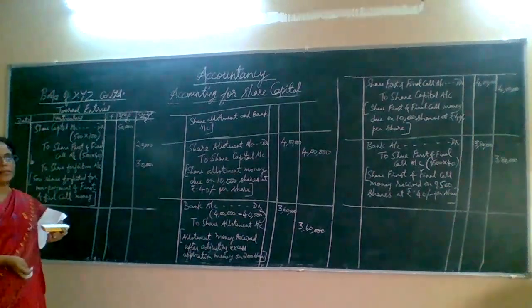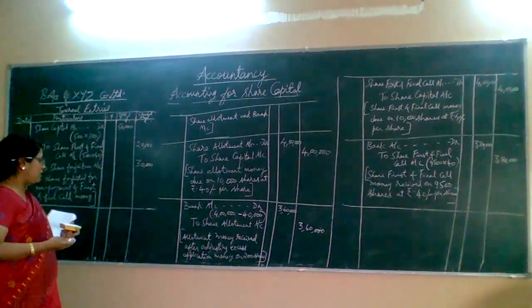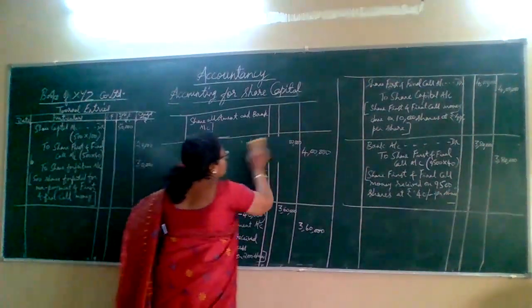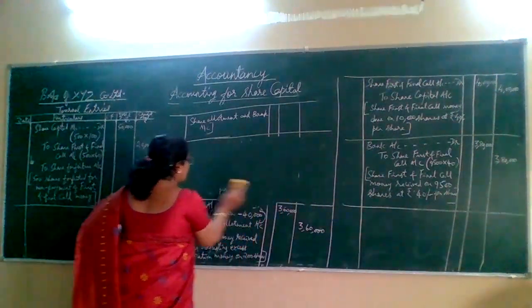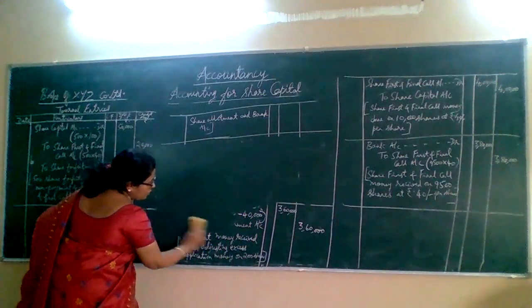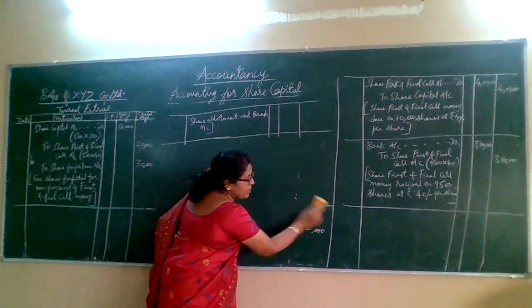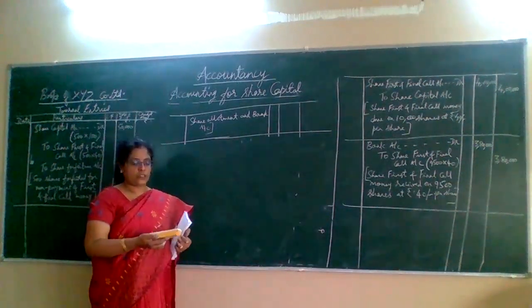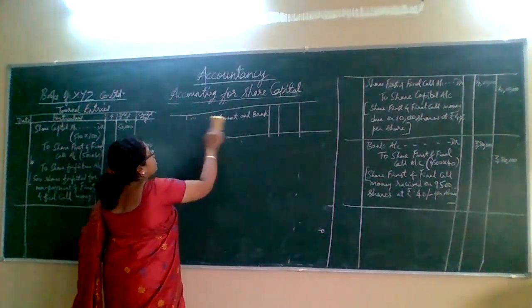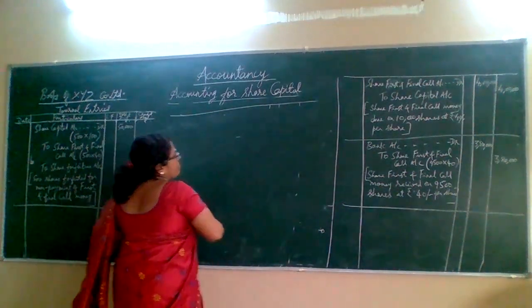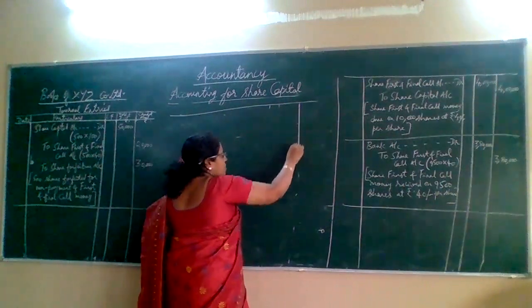The next one will be the reissue. For the reissue, the shares are reissued at 75 rupees. So what is the discount? 100 minus 75. The actual face value is 100, and it is reissued at 75 rupees, so the discount is 25 rupees. The entry will be like this.